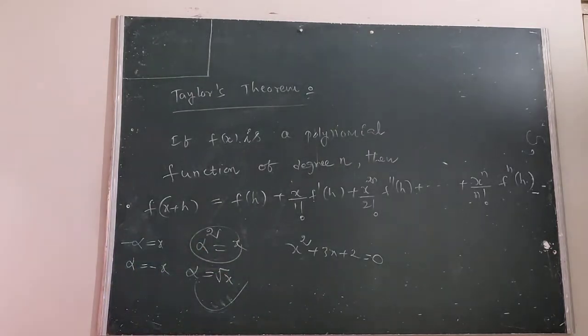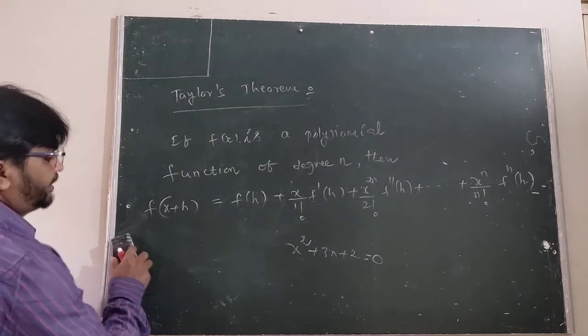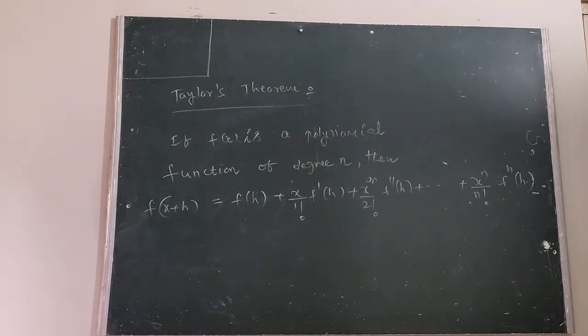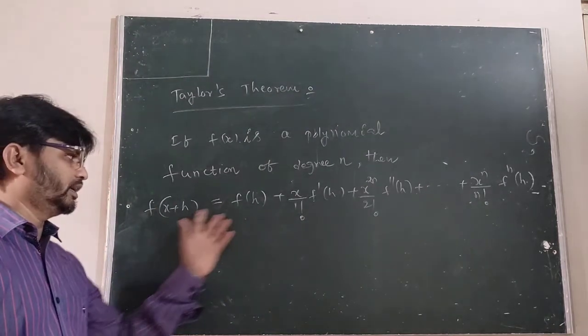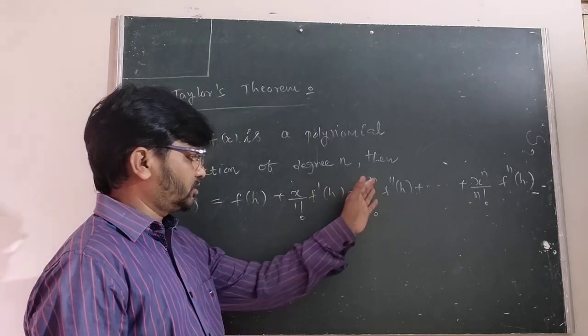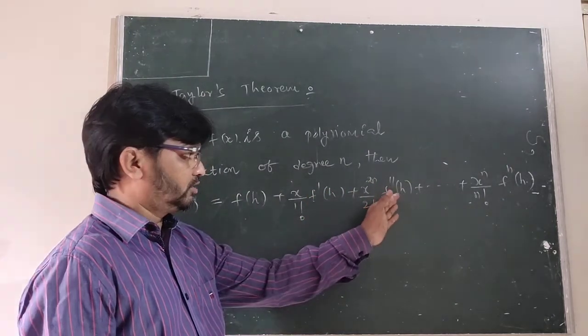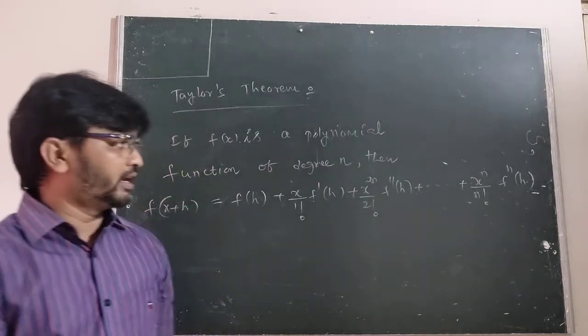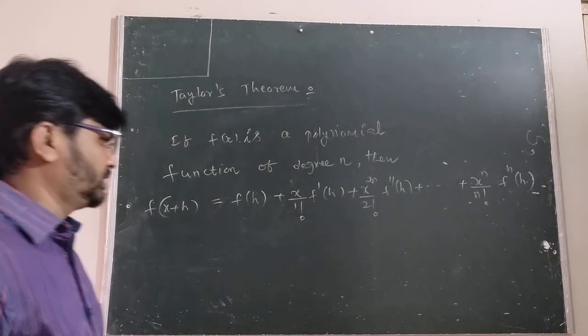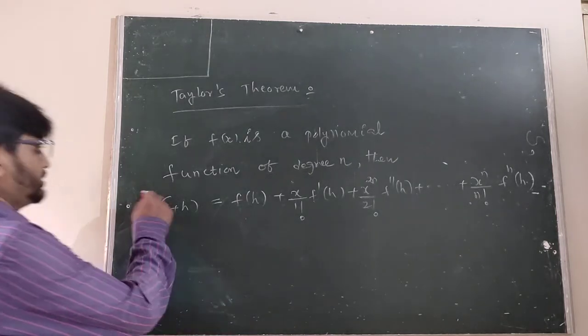Now today we are going to discuss Taylor's theorem. If f of x is a polynomial function of degree n, then f of x plus h is f of h plus x by 1 factorial into f dash of h, plus x square by 2 factorial into f double dash of h, and so on, up to x power n by n factorial into the nth derivative of f of h. This is Taylor's theorem.